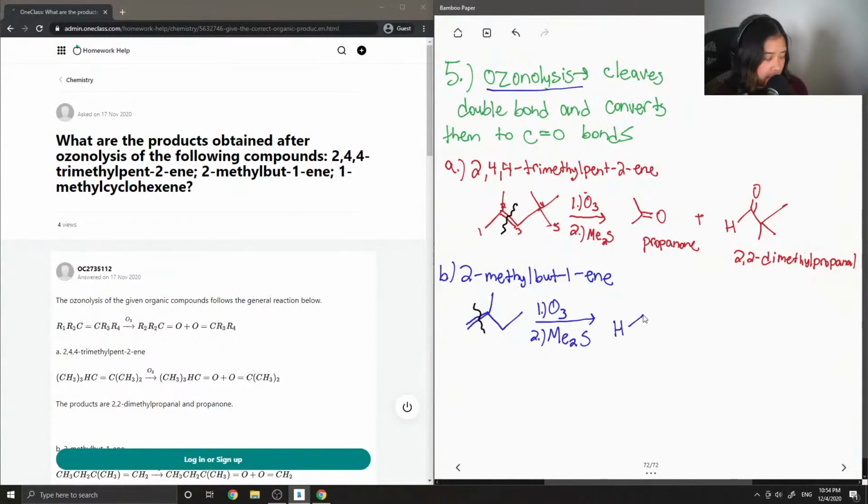And our first product is just formaldehyde. So the simplest aldehyde you could get. And then our second product looks like that. So this is butanone.